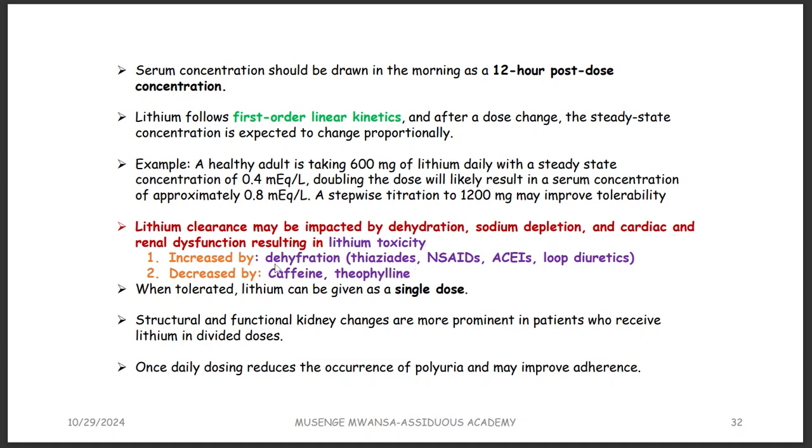So there are some things that can increase the concentration of lithium and lead to toxicity, like loss of water, dehydration. So think of any drug that leads to dehydration, like thiazide diuretics, NSAIDs, ACE inhibitors, and loop diuretics. These will increase the toxicity of lithium. And then you have drugs that will decrease the concentration of lithium, like caffeine and theophylline. Please take note. Lithium can be given as a single dose and it will still be effective.